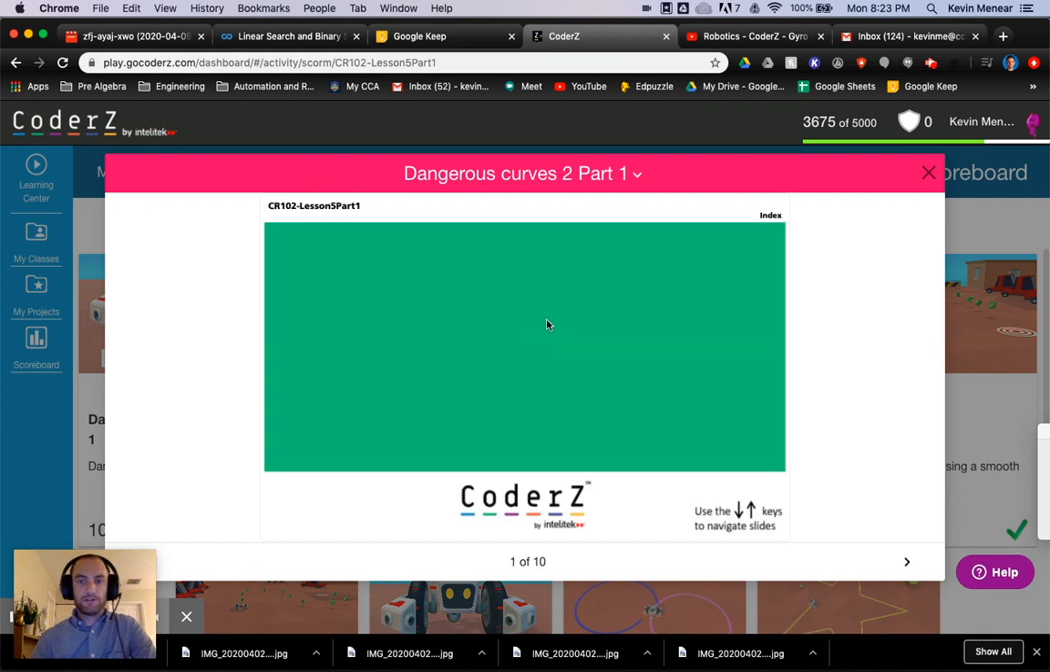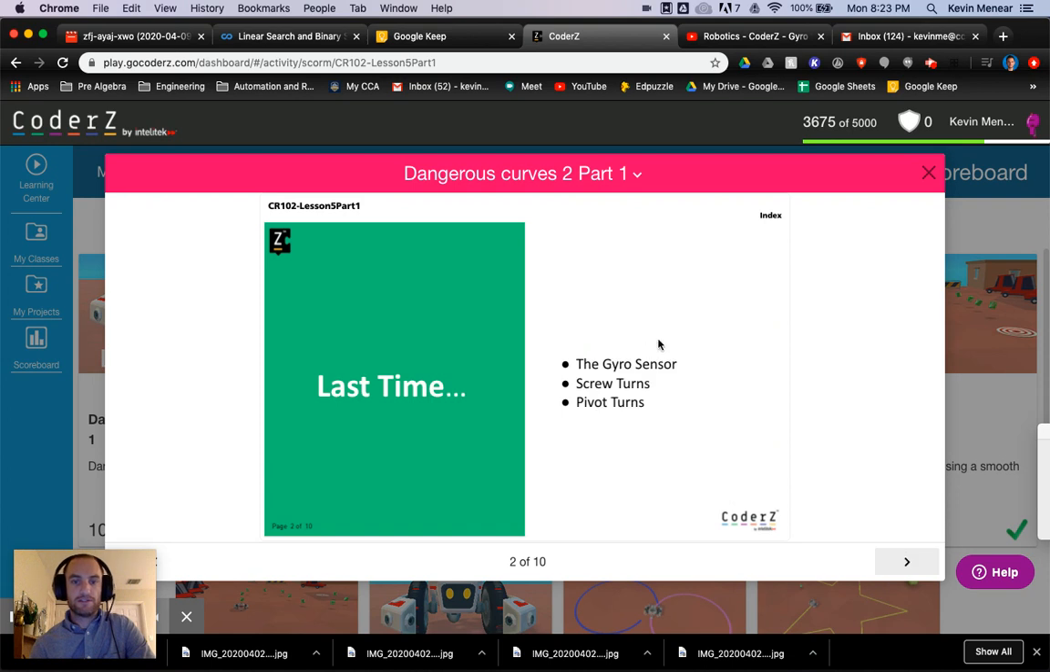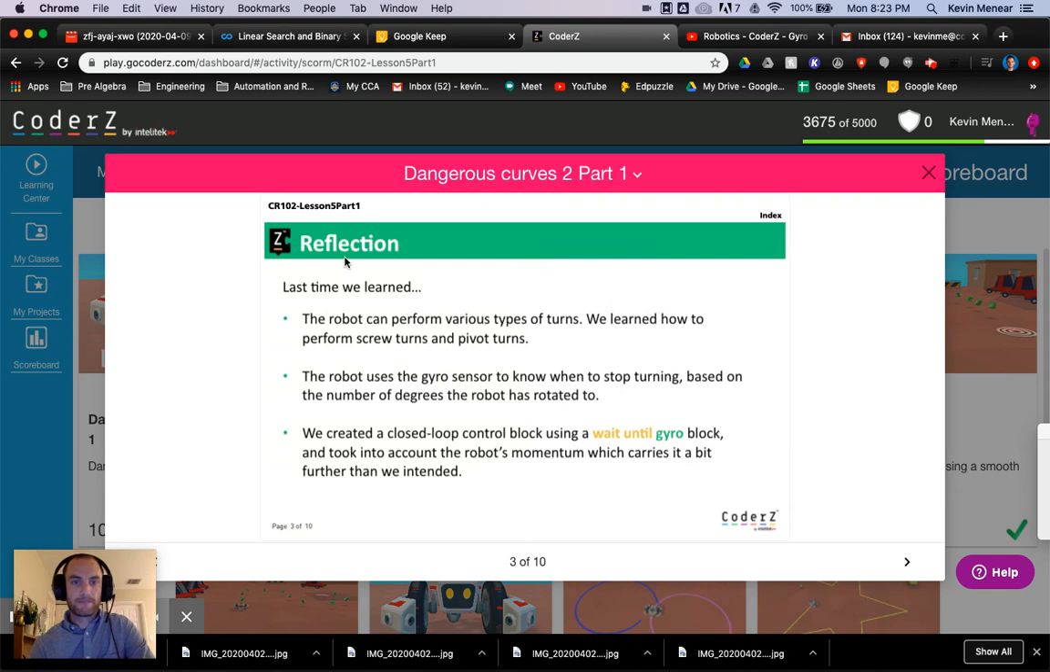So again, we're doing turns, but we're going to add some tools that make our life easier. So lesson 5, Dangerous Curves 2. Last time we did the gyro sensor, screw turns, and pivot turns. We learned the robot can perform various types of turns, use the gyro sensor to know when to stop turning. That gyro sensor tells us the angle. And remember, clockwise makes it go up to positive angles, counterclockwise is subtracting, makes it go negative. And we created a closed loop control block using a wait until gyro block and took into account the robot's momentum, which carries it a bit further than we intended. So that was like that overshoot.